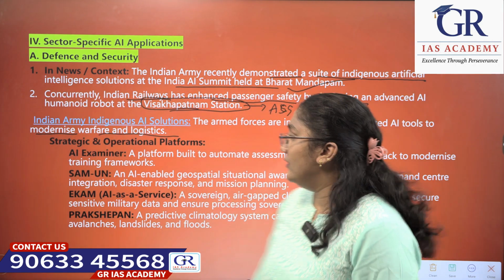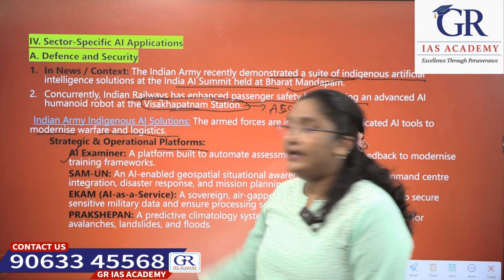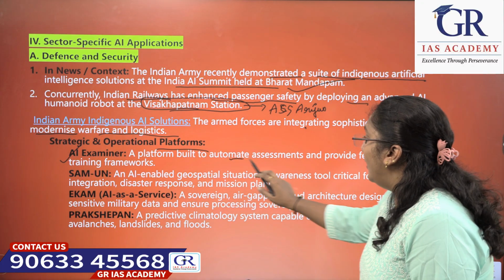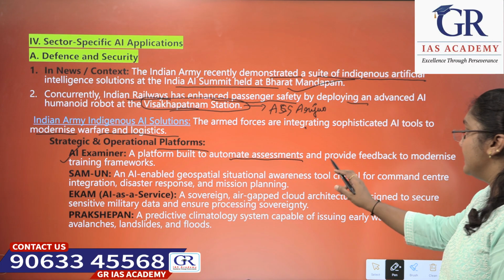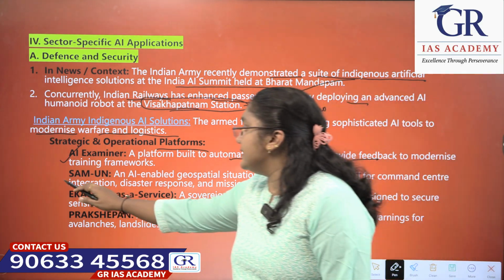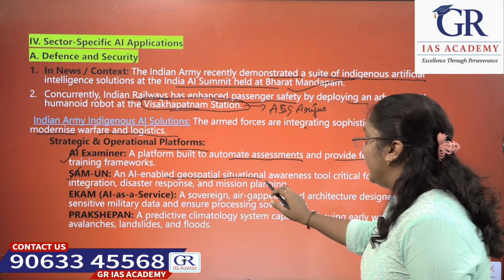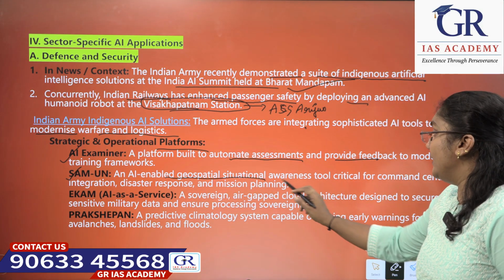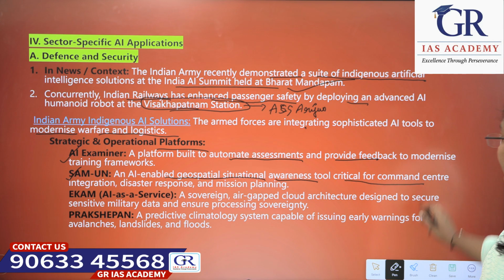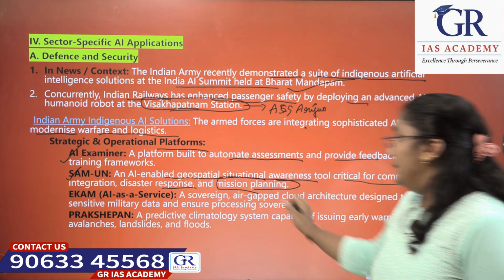Coming to the strategic and operational platforms, the first one is the AI Examiner. What will this AI Examiner do? It is a platform built to automate assessments and provide feedback to modernize training frameworks. Next is SAMUN. It is an AI-enabled geospatial situational awareness tool, critical for command center integration, disaster response and mission planning.